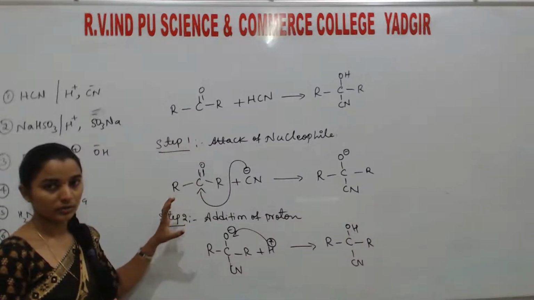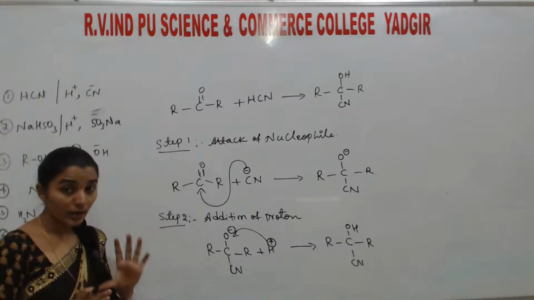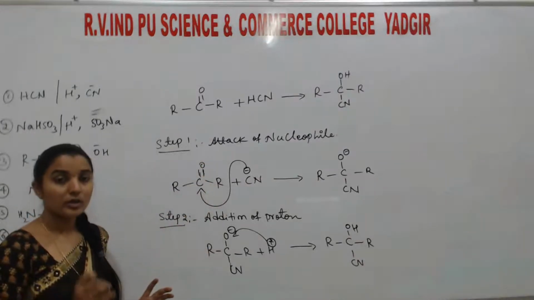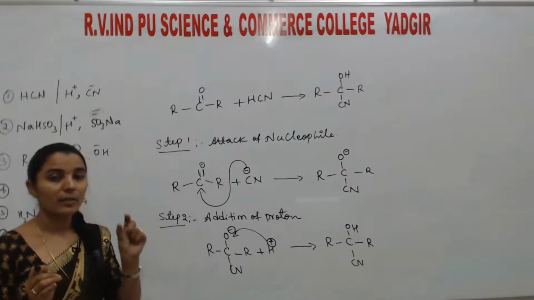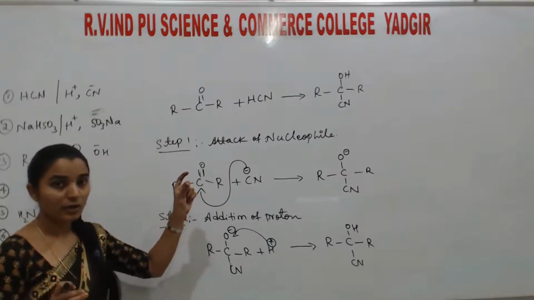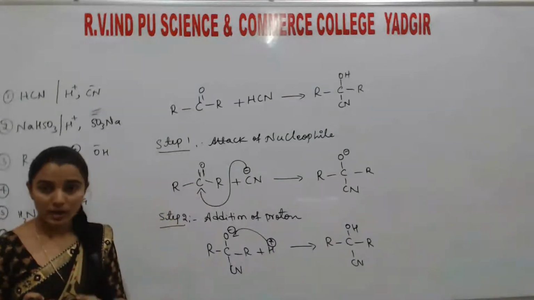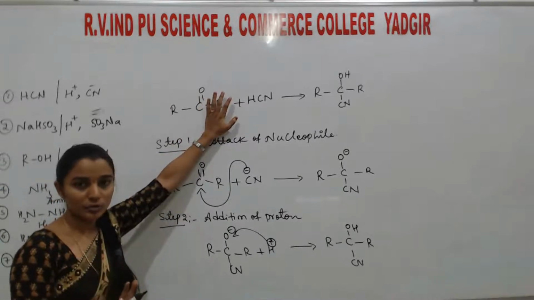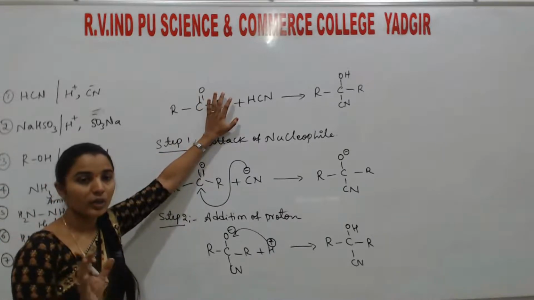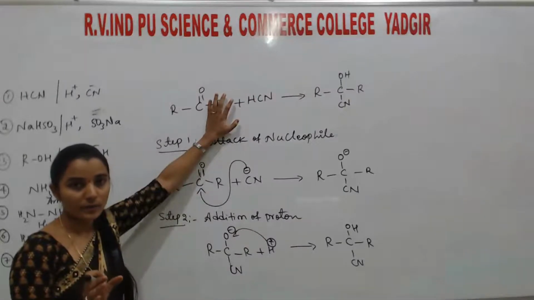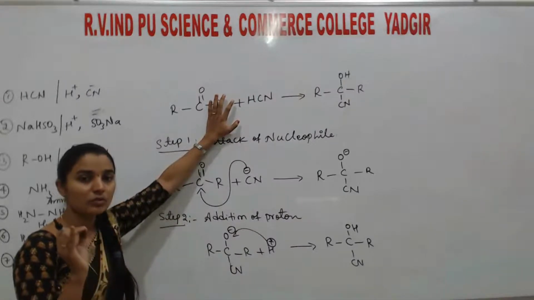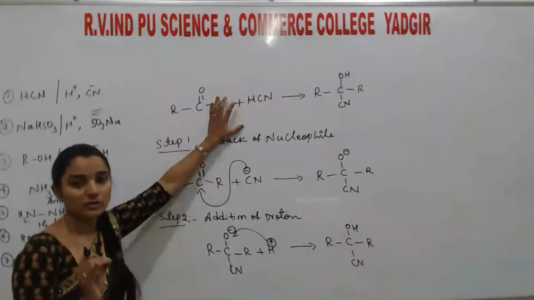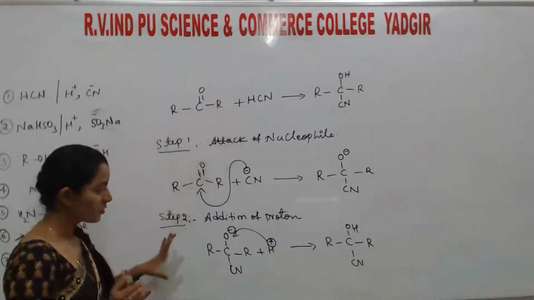This is important. If they ask only for the mechanism, then this general reaction is enough for you. If they ask the question, explain the mechanism of addition of HCN to the carbonyl group with an example, then you have to substitute these R groups with any substituents of your own choice. They won't give any particular reagent in the mechanism. They'll just ask you to write the mechanism with an example of your choice. So this is the general reaction.